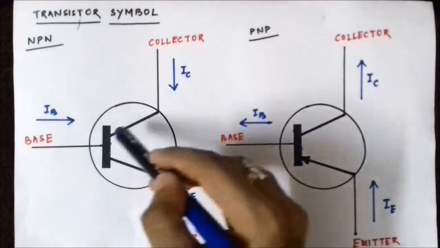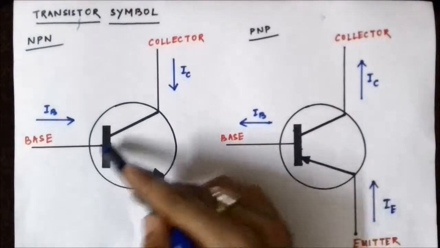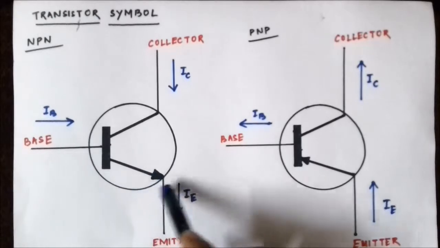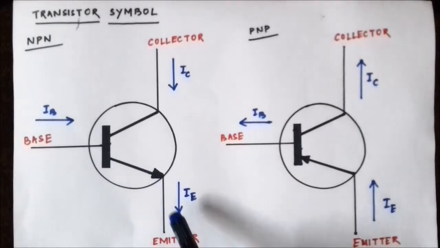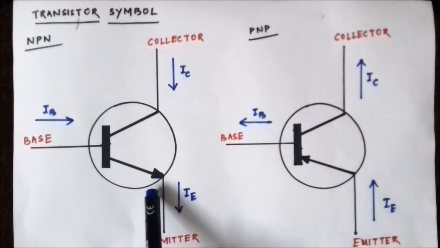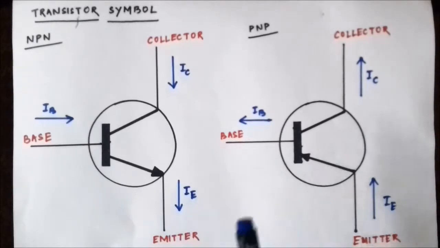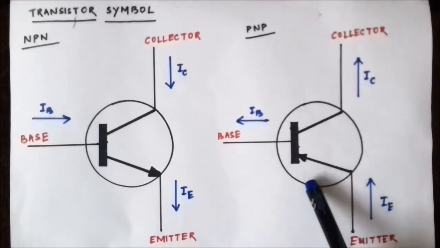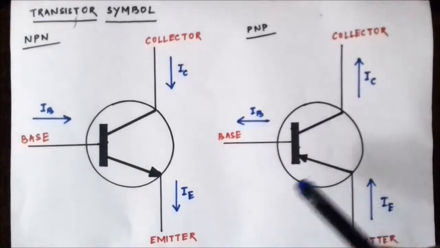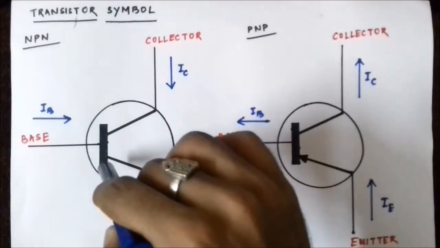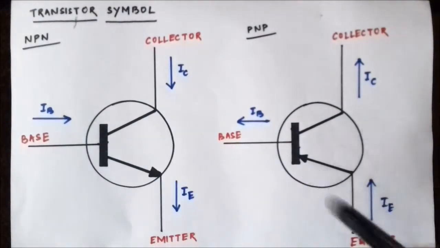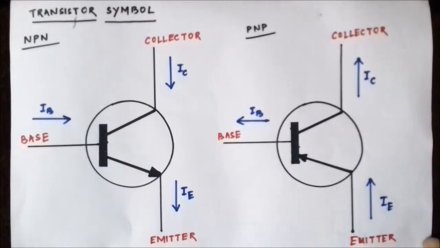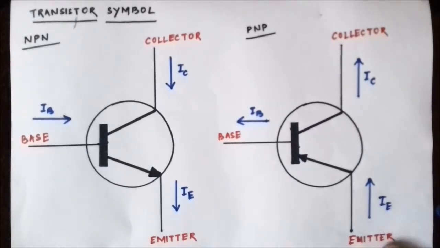And the one with the flat portion like this is the base, and the other part, this is the collector. Now, the direction of the arrowhead gives us the direction of the emitter current. In the NPN transistor, the arrowhead is pointed outwards, whereas in the PNP transistor, the arrowhead is pointed inwards towards the base. Here the arrowhead is outwards, pointing away from the base in NPN, but in PNP the arrowhead is towards the base. As a result of that, the emitter current is also in this direction. Okay, so this is the symbol of NPN and PNP transistor.